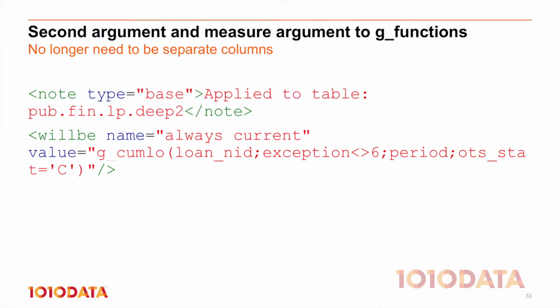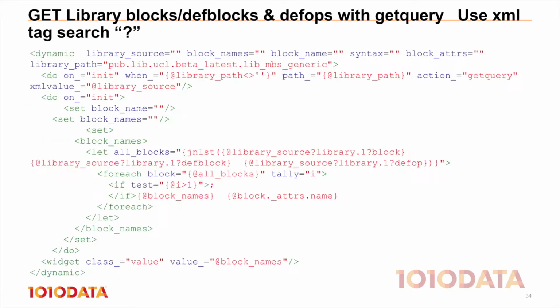This is another one that's simple, but I really like it. I think you will too. Traditionally, in G functions, the second argument, the argument that you're doing the measure on, had to be columns. You had to first create these columns before you could use them in G functions. Now you can save a couple of steps and embed the code right into the G function itself. That's pretty good.